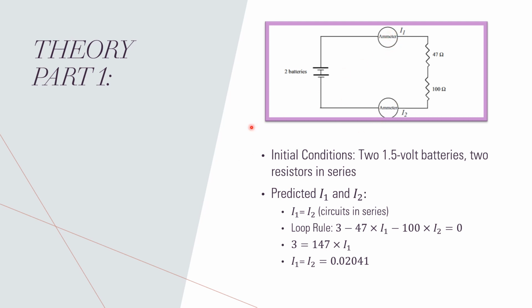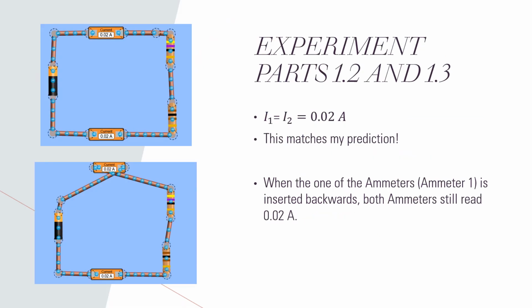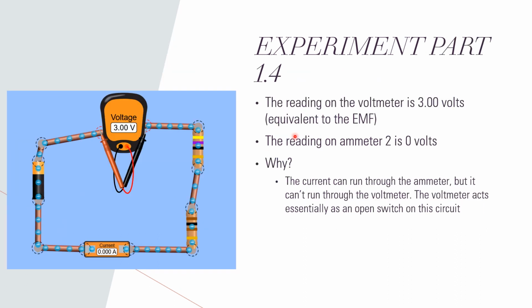These two ammeters are measuring current, and I predicted that because the circuit is in series, the currents are going to be identical, and used the loop rule to find that I1 is equal to I2 is equal to 0.02041. The simulation was not as decimal heavy as I was, but the value it came up with matches my prediction. And when I inserted one of the ammeters backwards, both of them still read 0.02 amps.